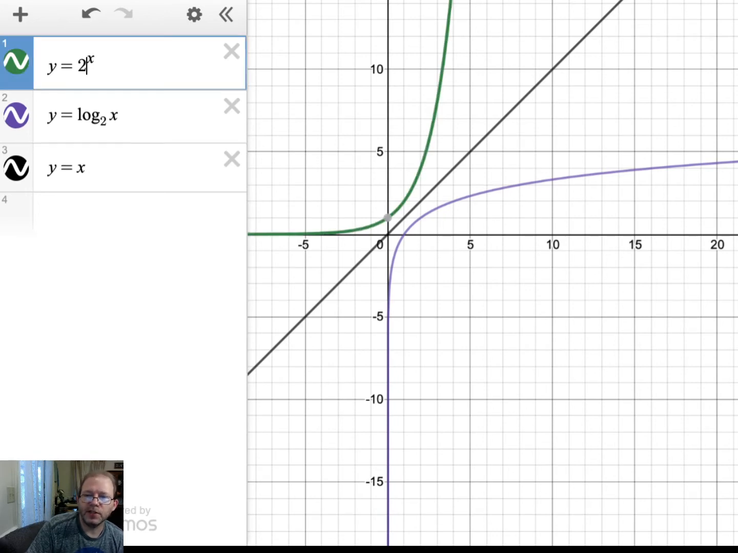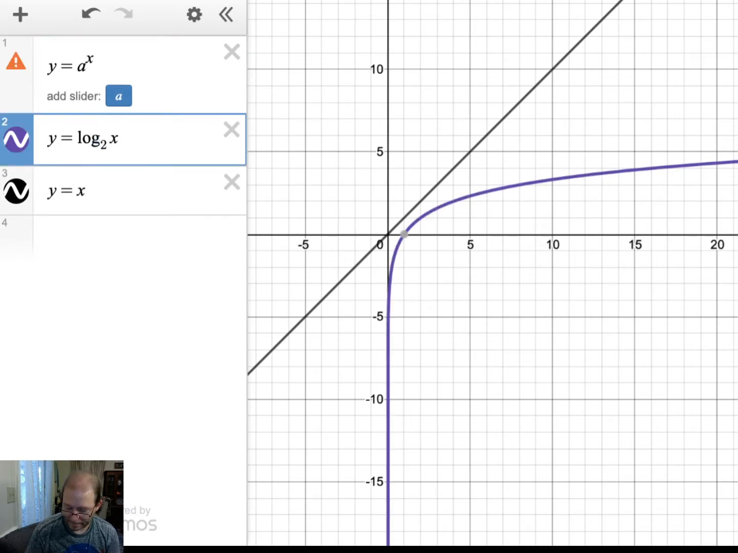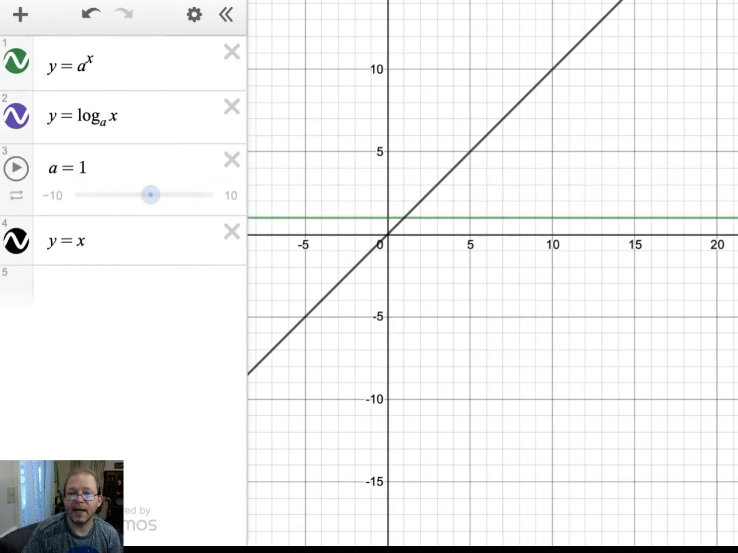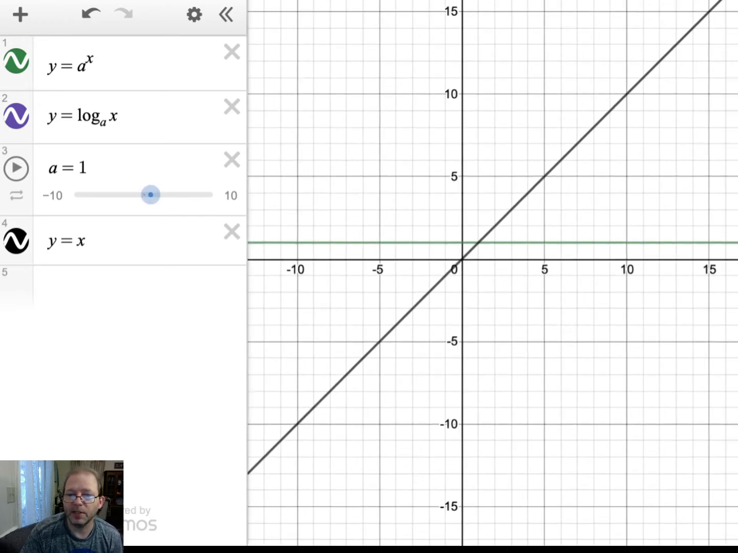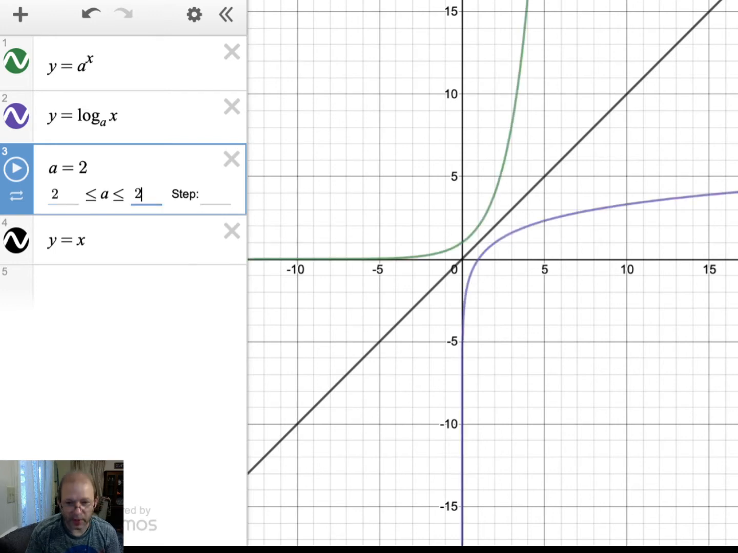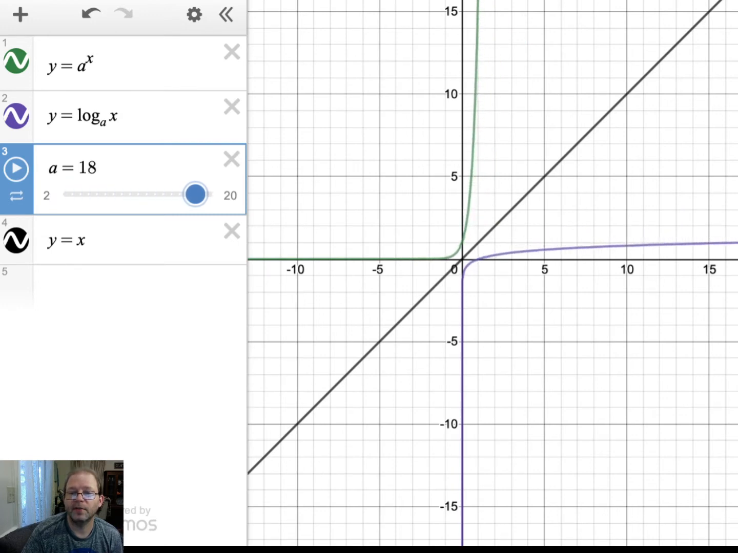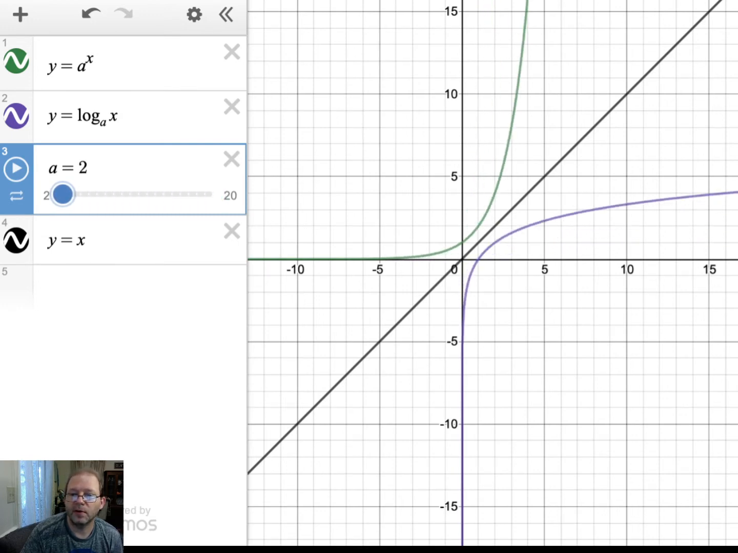And let's see, if we change this, I'm going to change this to a. Add a slider. Notice when a is 1, it's not really graphing much. But let's make this go from 2 to 20 in increments of 1. So these graphs are reflections of each other, so they're inverses.